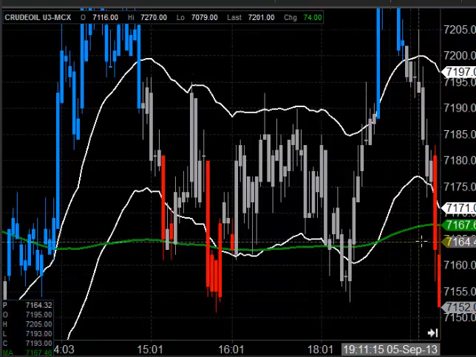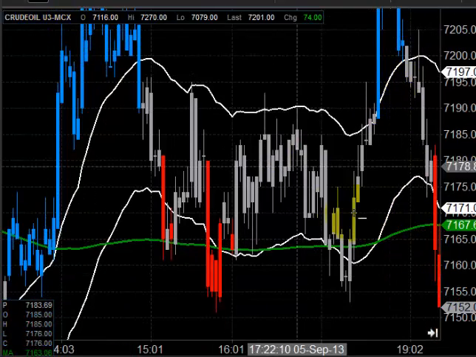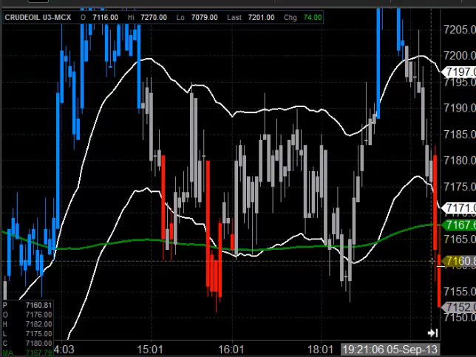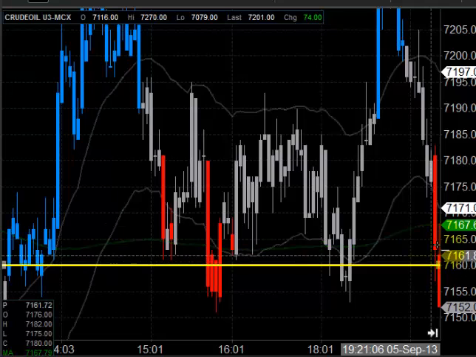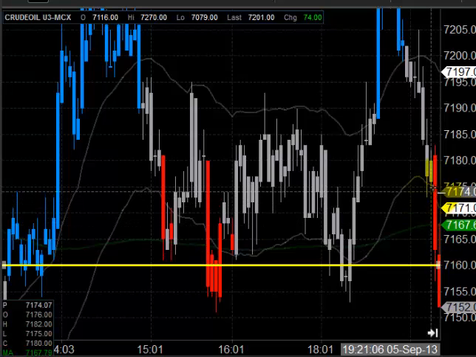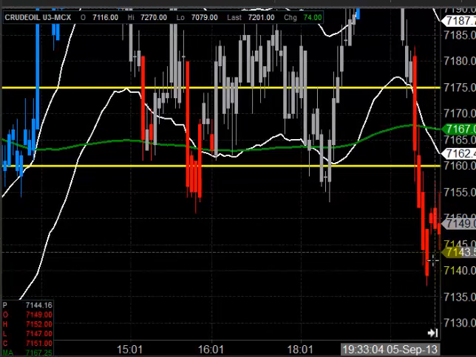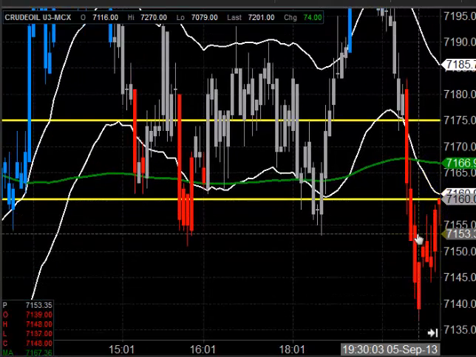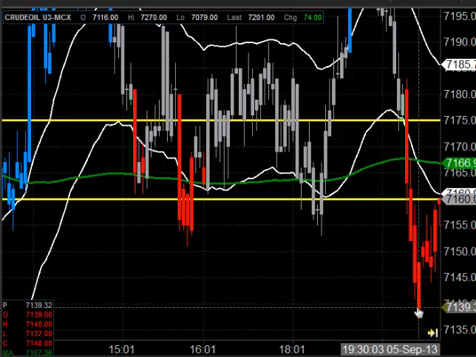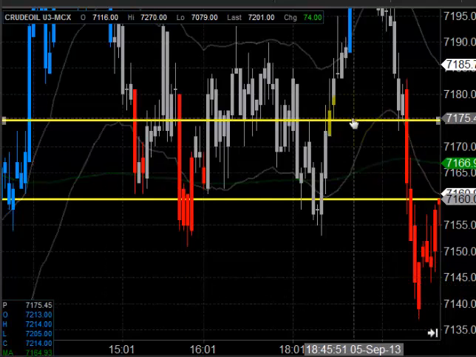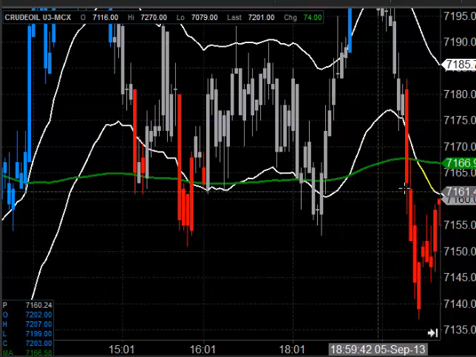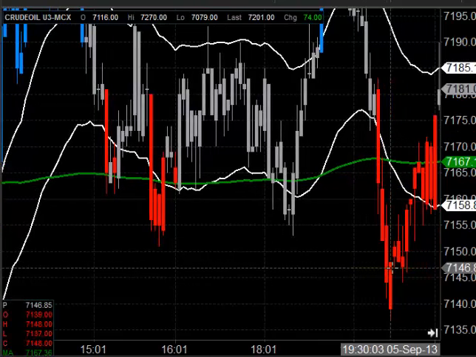Then we got another entry point. You can see now we are getting a lot of entry points here. You would have entered somewhere based upon the 7-point rule, around 7,160, and you would have placed a stop loss just above that. Now you can see after the entry point the price came down immediately, within a few minutes the price came down more than 20 points. So we will consider this as a profitable trade also.